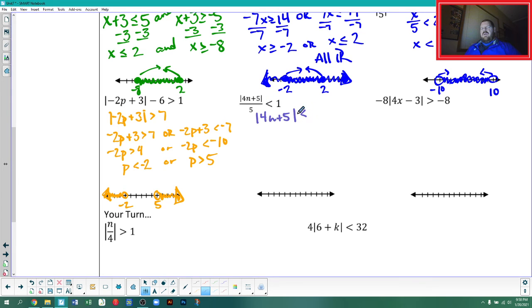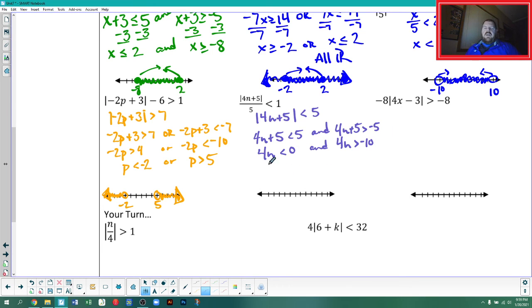Since it's pointing at the absolute value, it is going to be an and statement. So we have 4n plus 5 is less than 5, and 4n plus 5 is greater than negative 5. Okay. I'll subtract 5 on both sides: 4n less than 0, and 4n greater than negative 10.